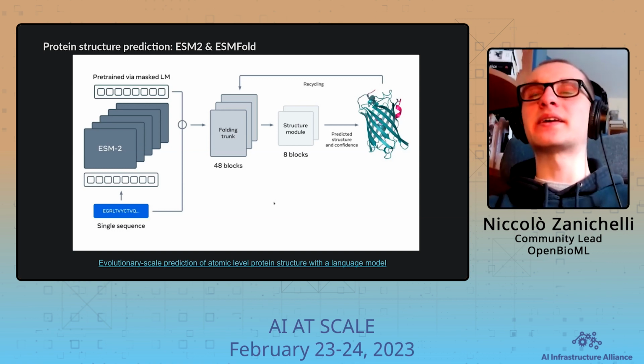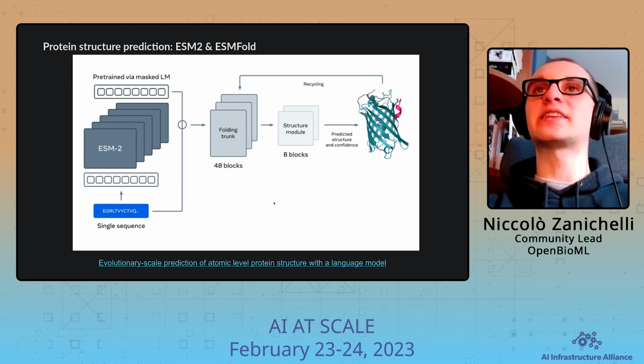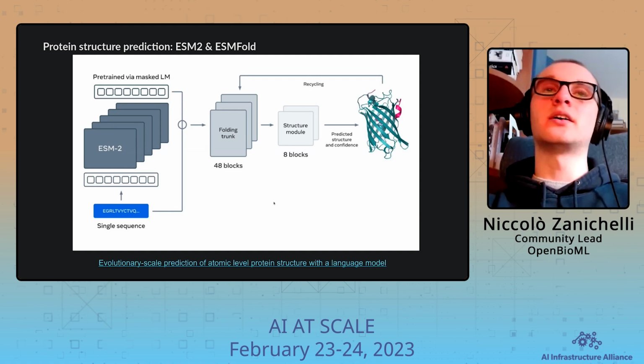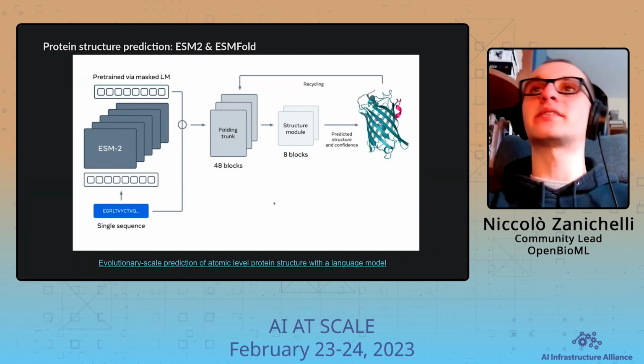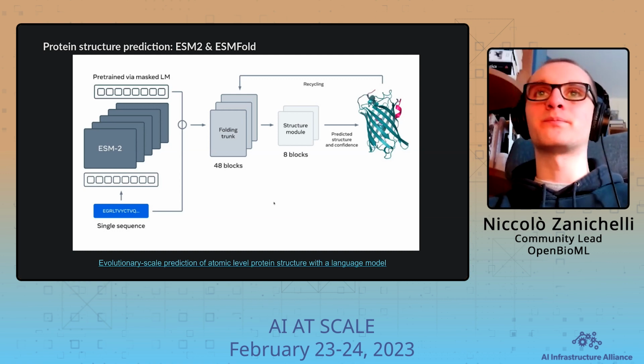ESM2 was trained by MetaAI on over 800 A100s for a month and a half, while ESMFold used 128 A100s over roughly a month. No academic research lab has access to anywhere close to this level of resources.